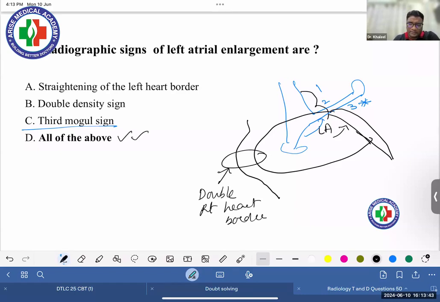All of the above. We discussed this: signs of left atrial enlargement or mitral stenosis. Please go to this topic again. Mitral stenosis or left atrial enlargement: enlargement of left atrial appendage, straightening of left heart border, elevation of left main bronchus, splaying of carina, walking man sign, double right heart border. Double right heart border is left atrial enlargement. Mitral stenosis will have left atrial enlargement. Third mogul on chest X-ray: first one is aortic knuckle, second is pulmonary artery, third mogul. All of this is left atrial enlargement.